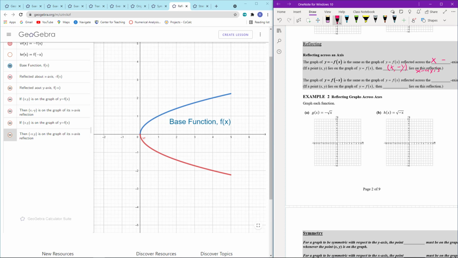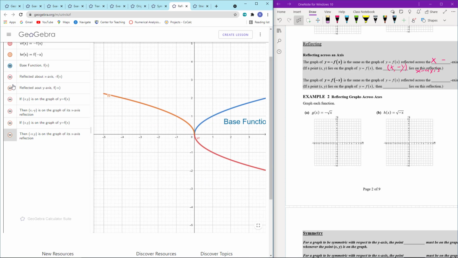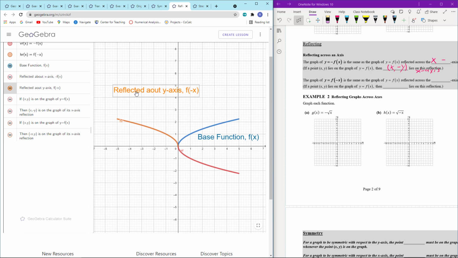All right, well, if we can reflect about the x-axis, we can also reflect about the y-axis. We reflected about the x-axis by basically taking the negative of the function, which is negative f of x. If we want to reflect about the y-axis, we just need to take the negative of not the function, but the argument of the function. And when you do, you will have this, which is reflected about the y-axis.